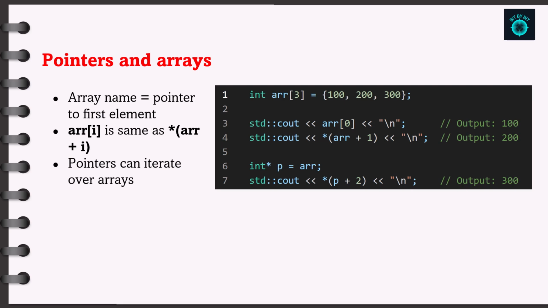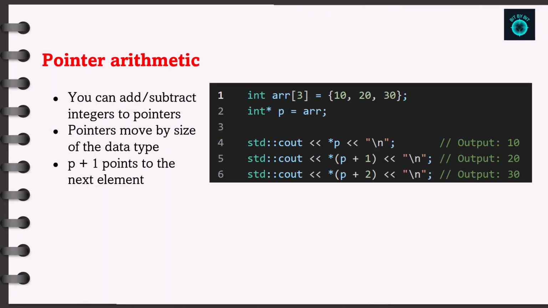In the example, we define an array with the values 100, 200, and 300. We first print the value at index 0 using array syntax, and it gives 100. Then we print the value using pointer syntax, *(arr + 1), and it gives 200. Next, we create a pointer called p and assign it to arr. Then *(p + 2) gives us 300. This shows how pointer arithmetic can be used to access array elements, just like index notation.